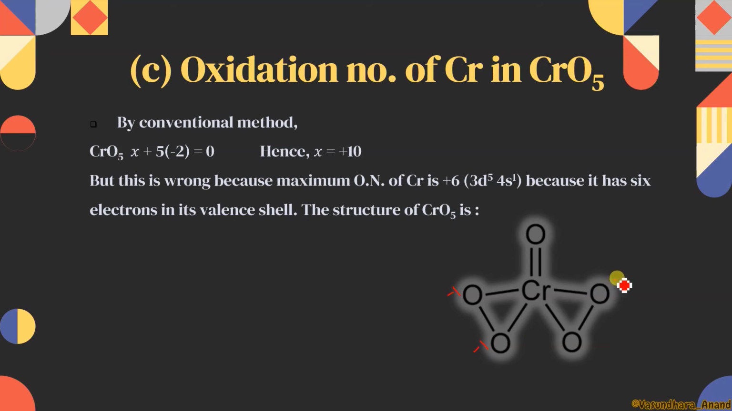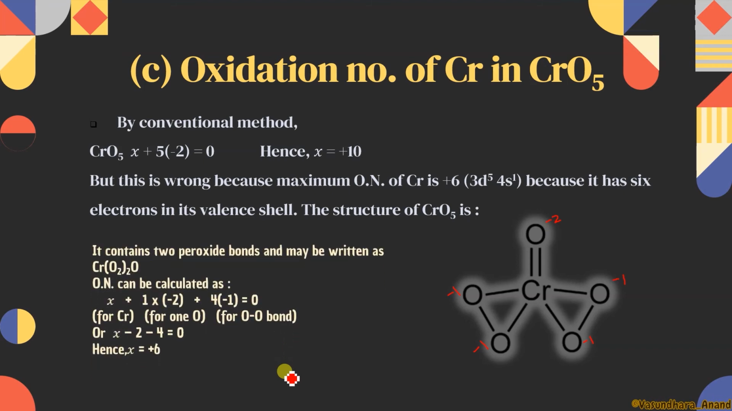For that I have given a trick. You have to use this. Otherwise, you just have to mug up the structure. So these 4 oxygens are going to have minus 1, while this one will have minus 2 state. So find it, you will get the chromium +6 oxidation state.